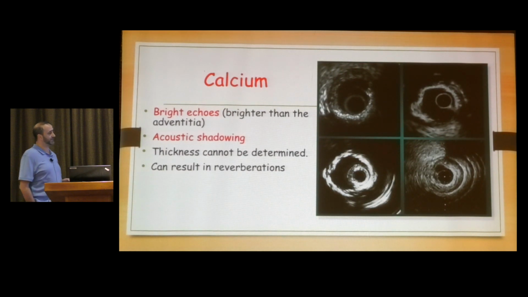Calcium. Calcium is a major problem we have in the cath lab. If you ask me what's the worst lesion to work on, it's the heavily calcified lesions, because they do not respond to anything we do, and we have to do more things for them. So calcium presents in the IVUS as a very bright echo, brighter than the adventitia, and there's acoustic shadowing from plaque, meaning that we can't see the area behind the calcium.